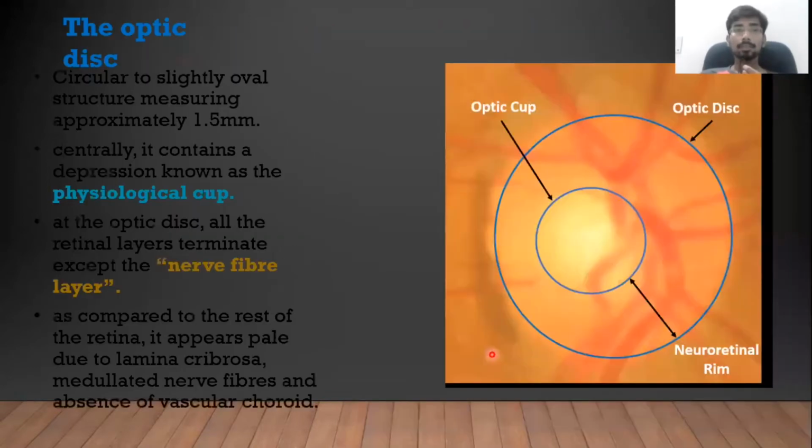Optic disc is circular to slightly oval structure measuring 1.5 mm. Centrally, optic disc contains a depression known as physiological cup. At the optic disc, all the retinal layers terminate except nerve fiber layer. As compared to the rest of the retina, it appears pale due to lamina cribrosa and medullated nerve fibers and absence of vascular choroid. So optic disc is 1.5 mm with central depression is physiological cup. At the optic disc, all the retinal layers terminate except nerve fiber layer.